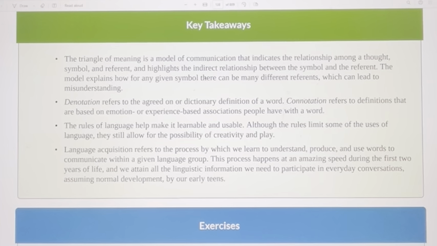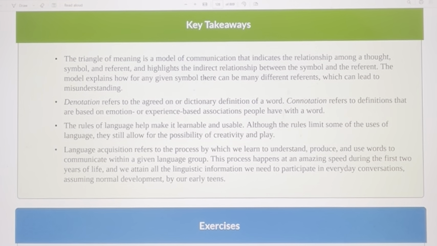The rules of language help make it learnable and usable. Although the rules limit some of the uses of language, they still allow for the possibility of creativity and play. Language acquisition refers to the process by which we learn to understand, produce, and use words to communicate within a given language group. This process happens at an amazing speed during the first 2 years of life, and we attain all the linguistic information we need to participate in everyday conversations, assuming normal development, by our early teens.